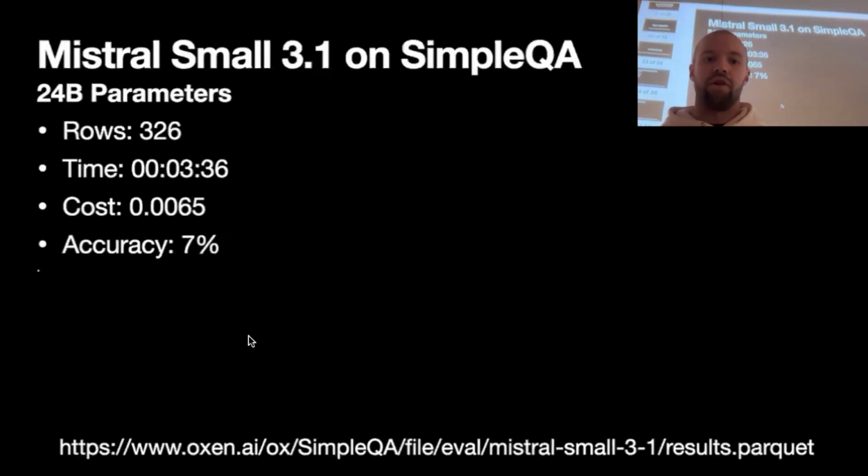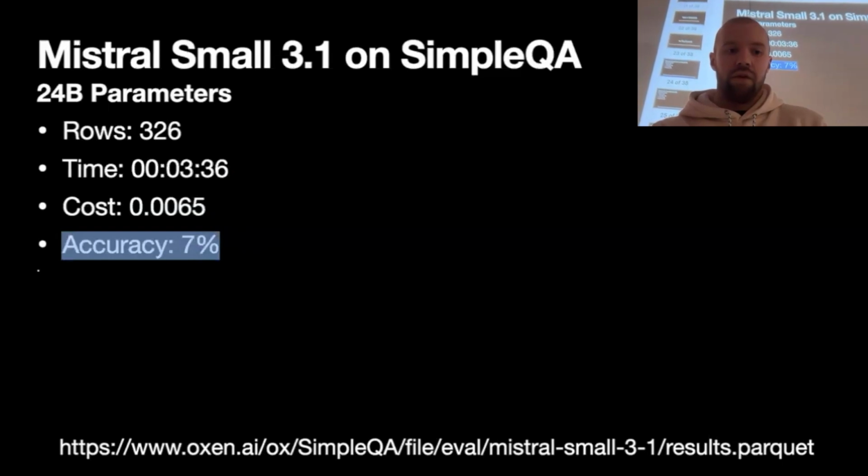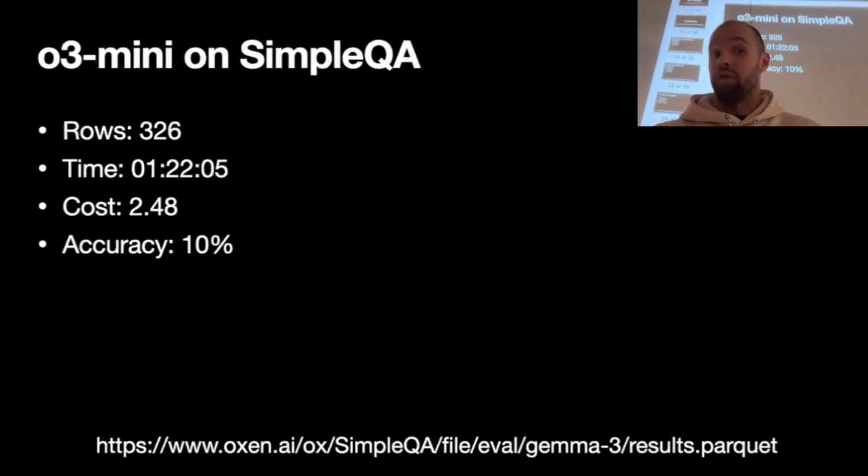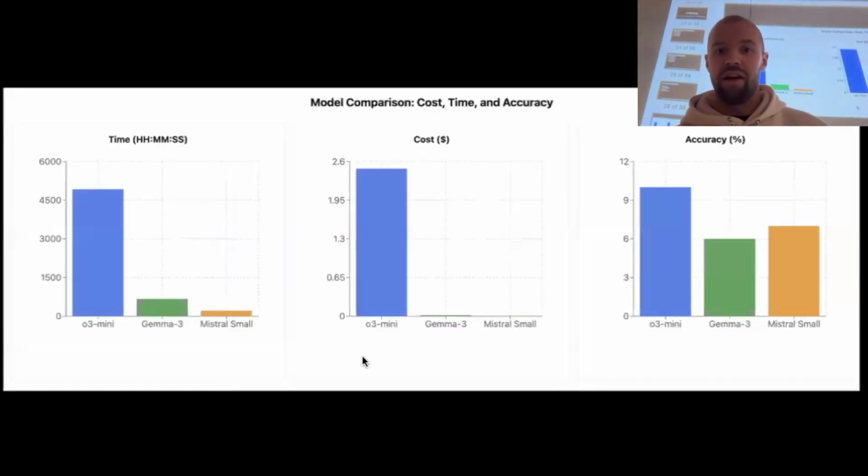Okay, so I broke down these 3 models using that technique that I showed. There were only 326 rows here, and how long did it take to run the whole eval? What was the cost of the eval, and how accurate were the models? And so I did this on Mistral Small 3, Gemma-3, and O3 Mini, because I wanted to just grab whatever state of the art was. O3 Mini only got 10% on this task, to give you a sense. So even though it's called SimpleQA, it is not that simple.